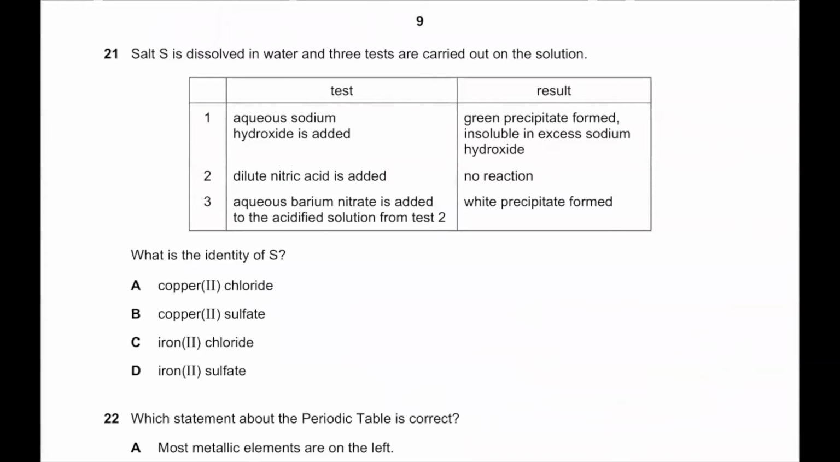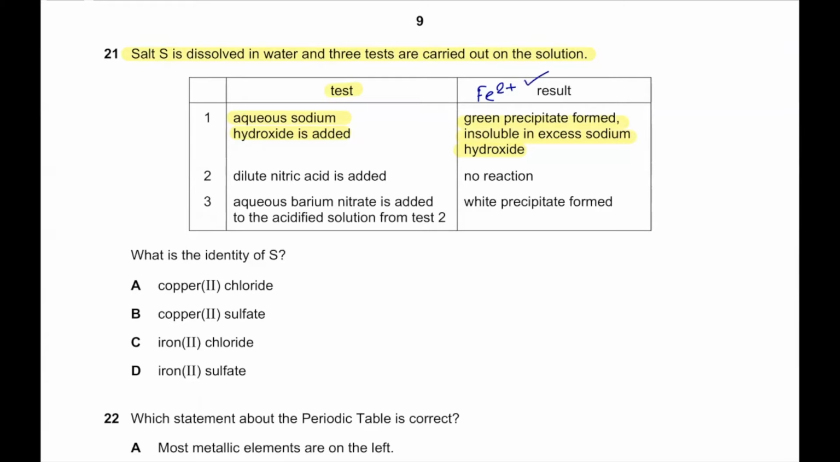Question number 21. Salt S is dissolved in water and 3 tests are carried out on the solution. Test 1: aqueous sodium hydroxide is added. Now we know when we add aqueous sodium hydroxide, we are testing for cations. Now, a green precipitate formed, insoluble in excess sodium hydroxide. Whenever there is a green precipitate, it can be an indication of Fe2+ ion or of chromium 3+ ion. We know that both of them are green. However, chromium 3+ ion dissolves in excess sodium hydroxide. Since the given salt does not dissolve, Fe2+ ion is confirmed.